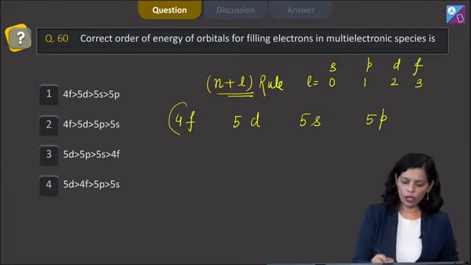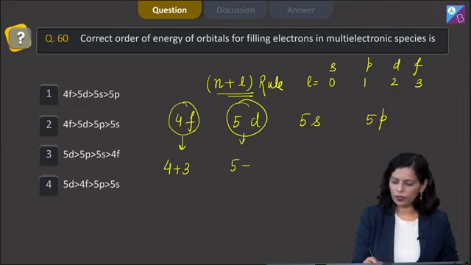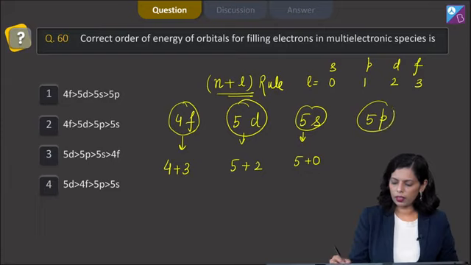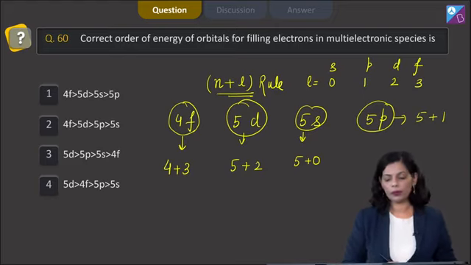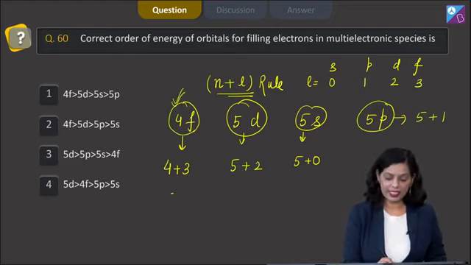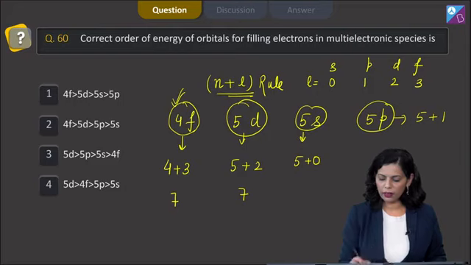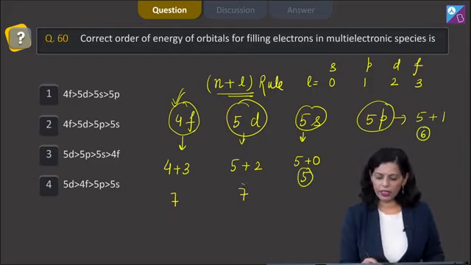Right? For 4f, if you just check, n value is 4, f value is 3. For 5d, n value is 5, d value is 2. For 5s, it is 5 plus 0. And what about 5p? This would be 5 plus 1. Okay. 4 plus 3, 7. 5 plus 2 is also 7. 5 and 6. So, if it is 5, 6, 7, easy to identify.